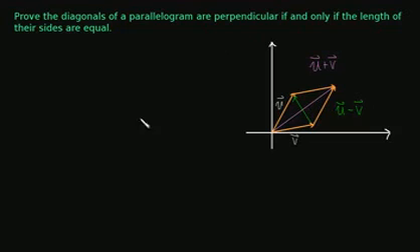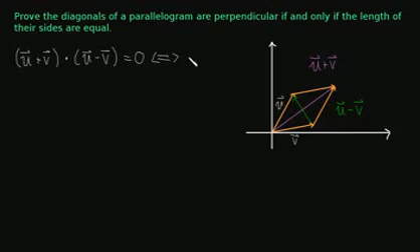Let's see if we can convert this statement into some math. So what we're trying to prove is that the diagonals u plus v are perpendicular, right? u plus v and u minus v, we're trying to prove that these are perpendicular. So we could say that their dot product is 0. So the diagonals are perpendicular. That's this statement. The diagonals are perpendicular if and only if the length of their sides are equal. So this is length of u is equal to length of v.